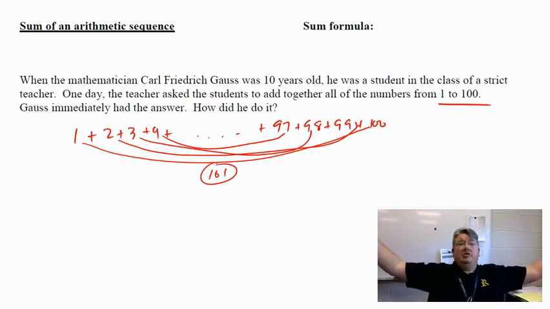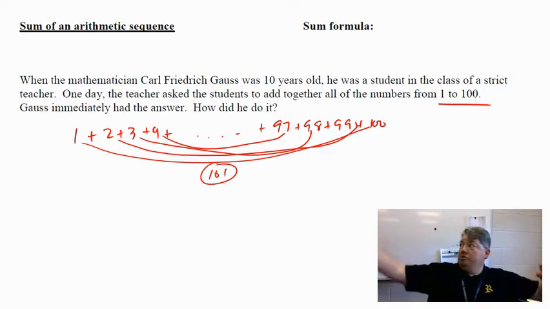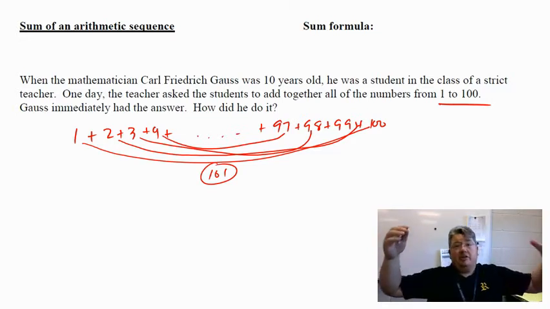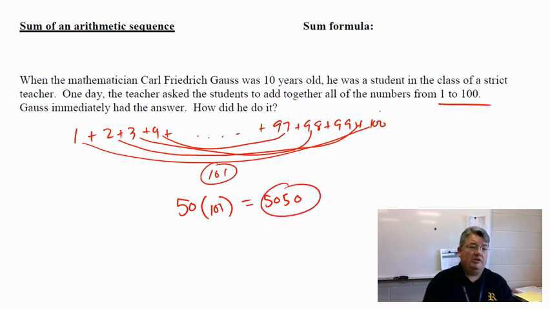All of these pairs, as I go from out to in, the bottom number is going up by 1, the top one's going down by 1. So they are adding to the same sum. How many pairs are there? Well, numbers 1 to 100, there are 50 pairs. So 50 pairs times 101, 5 times 101 is 505. Add the 0 because it's 50, and I get 5,050.